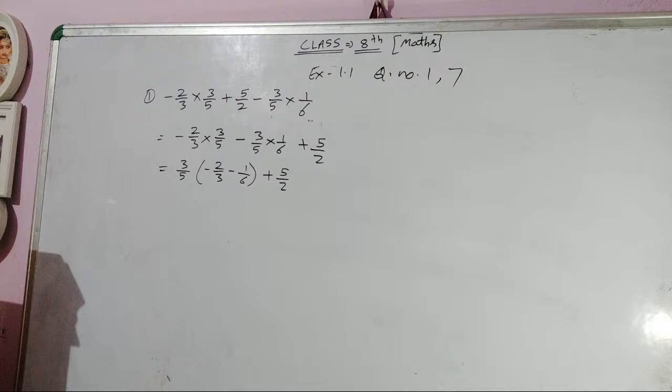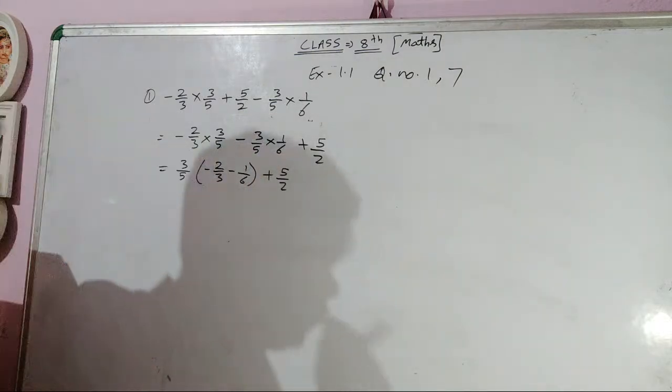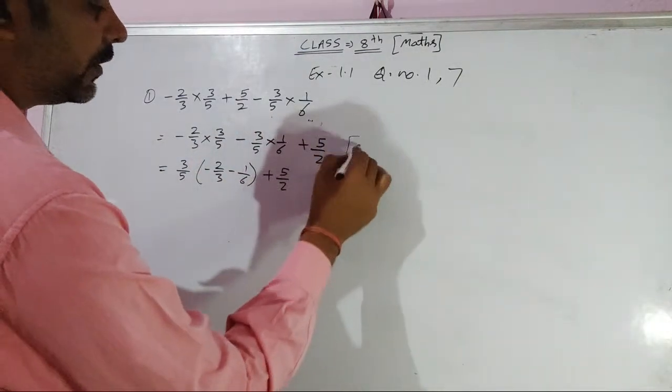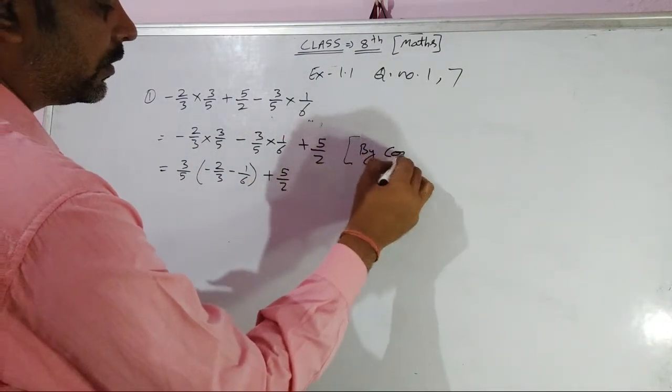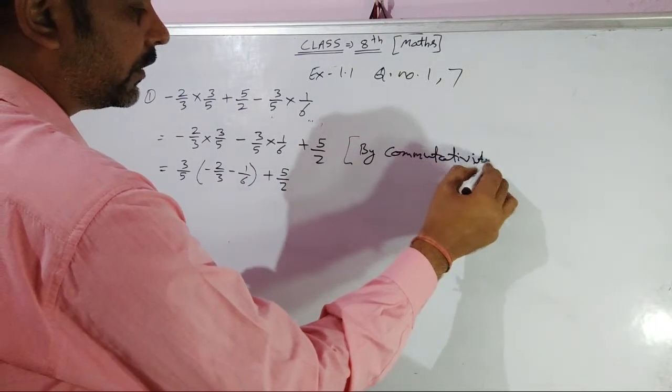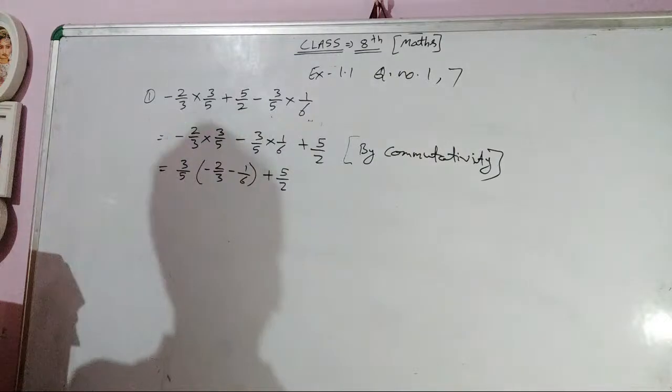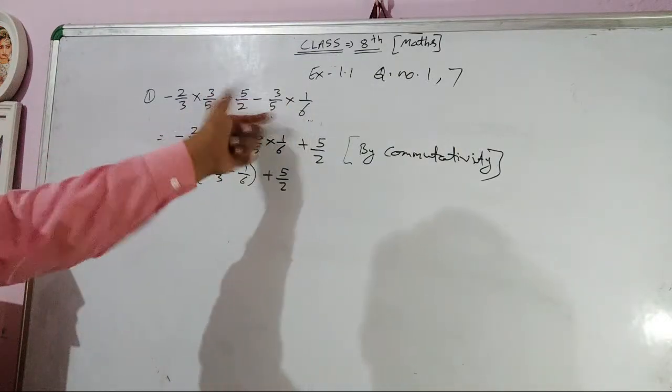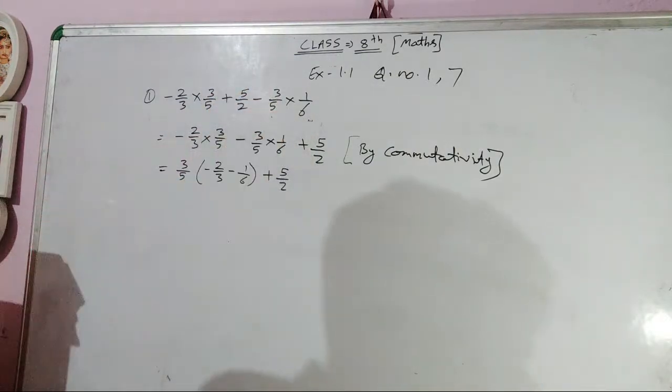And which property am I going to use here? Here I have used commutativity. Using commutativity, I can change these two terms. I can change the place of these two terms, right? With the help of the commutative law.